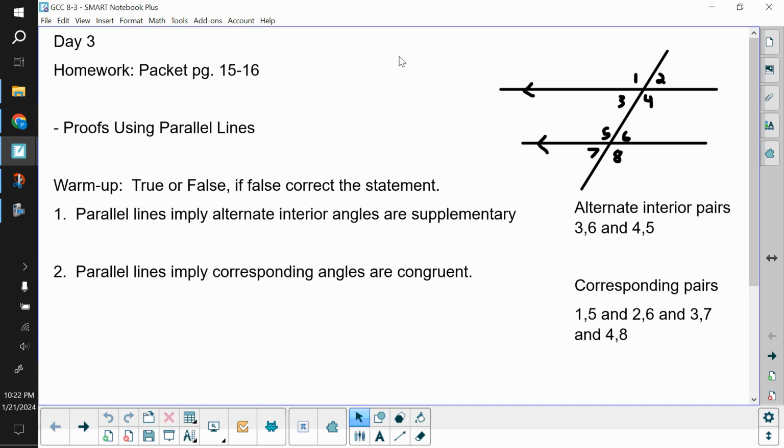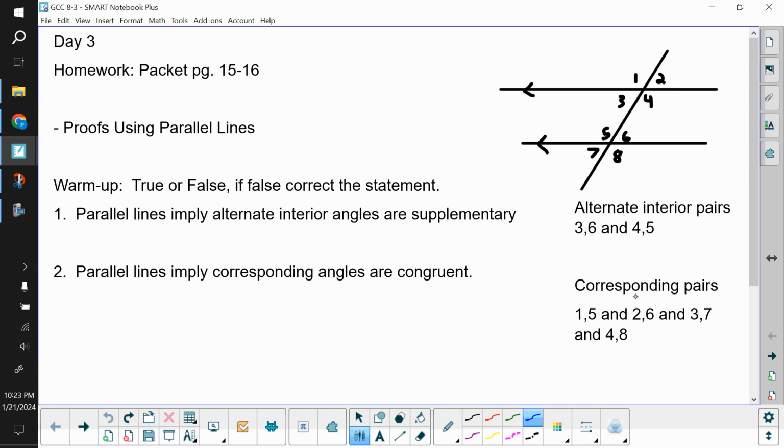The 2 main parallel line angle pairs that we're going to work with in proofs are alternate interior angles. So those are ones like 3 and 6, and we often identified them by a zigzag. So one way we know 3 and 6 are alternate interior is because when you do a zigzag involving the parallel lines, they're the angles of the zigzag. We also could have done our zigzag going that way, and then the angles of the zigzag are 4 and 5. So those are both considered alternate interior angle pairs.